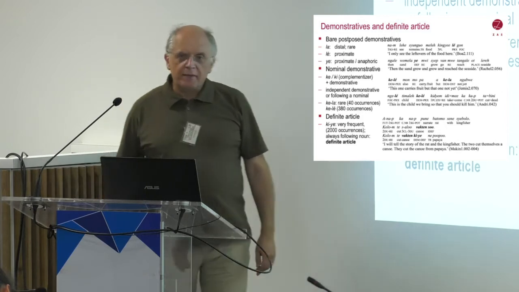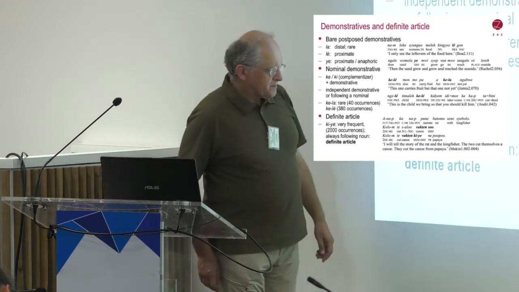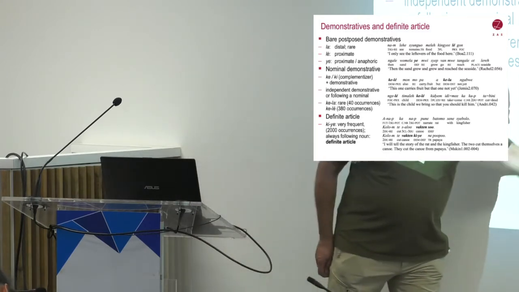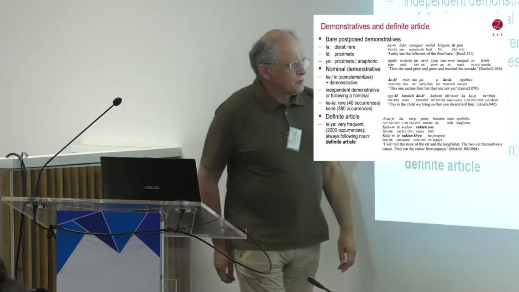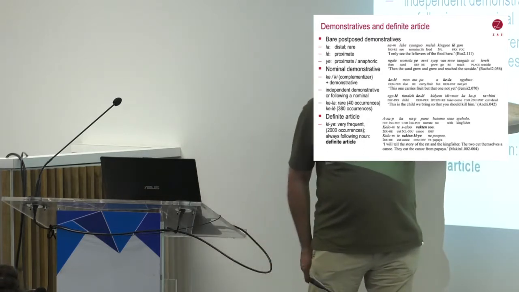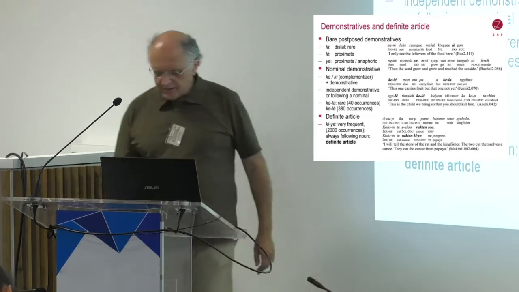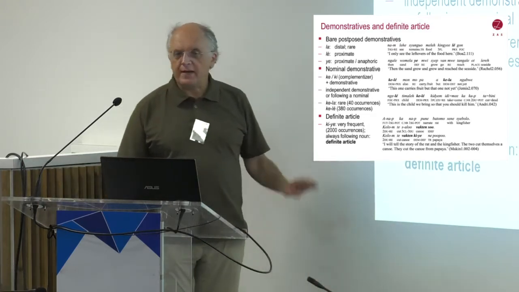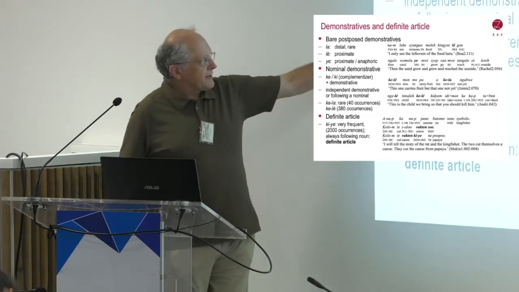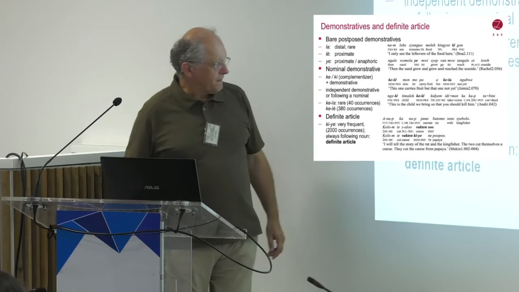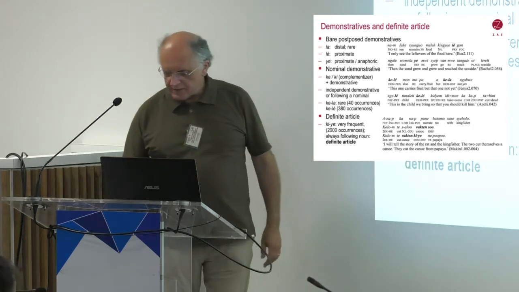We find something like a development of a definite article with a form here, for example, the canoe. It is mentioned in this sentence here and then taken up again in the second sentence. And for this anaphoric use, we find kie very frequently, much more frequently than the other forms, keller and kille. So we see here something like the development of a definite article, I think.